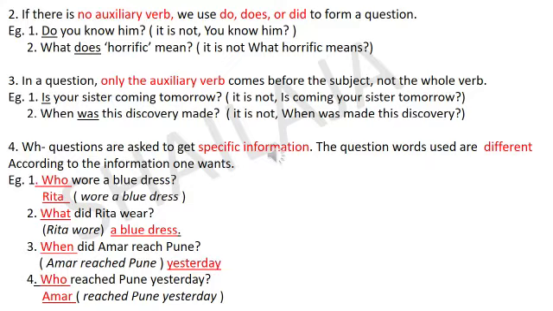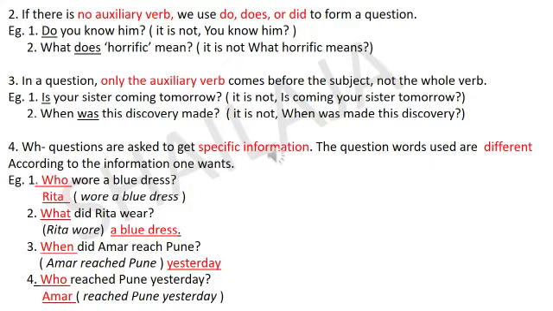Look at the next one. WH questions are asked to get specific information. The question words used are different. So we use different question words to get different answers. Whatever you ask in the question, the matching answer you will be getting. Look at the examples. Who wore a blue dress? Rita wore a blue dress. It is not who is that wore Rita. So this is the right answer for the question who.